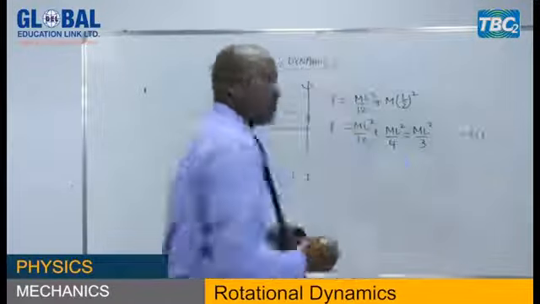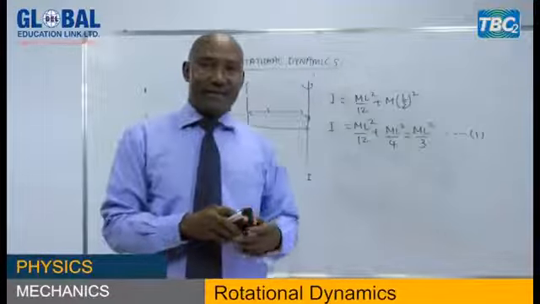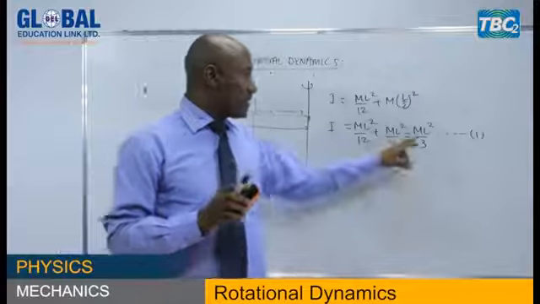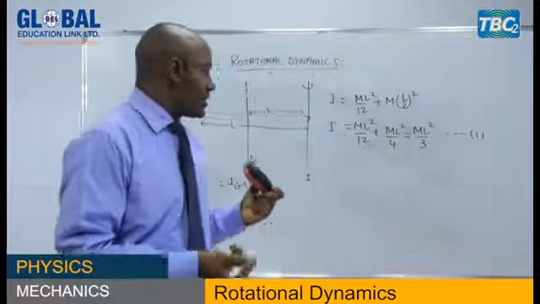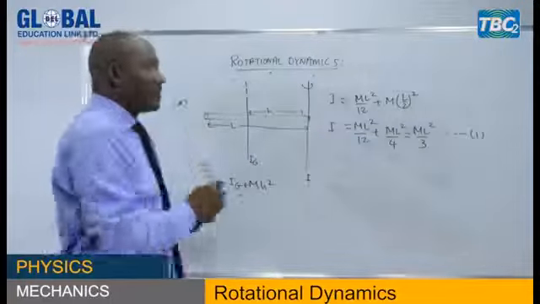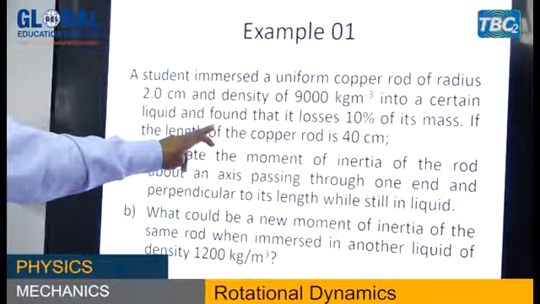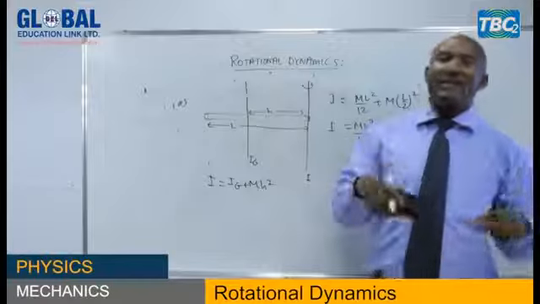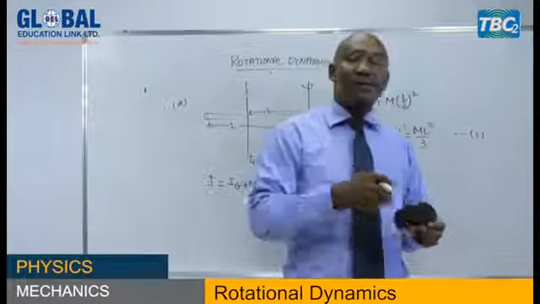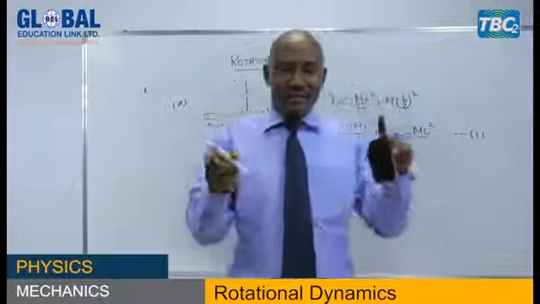That is question number 1. We know the moment of inertia about that axis. The problem is, where do we get the mass? That is the question. And we know that the mass of that rod, when immersed in a liquid, loses 10% of its mass. Let's find the mass of the copper rod before it was immersed in that liquid. It means the mass of the rod in air.